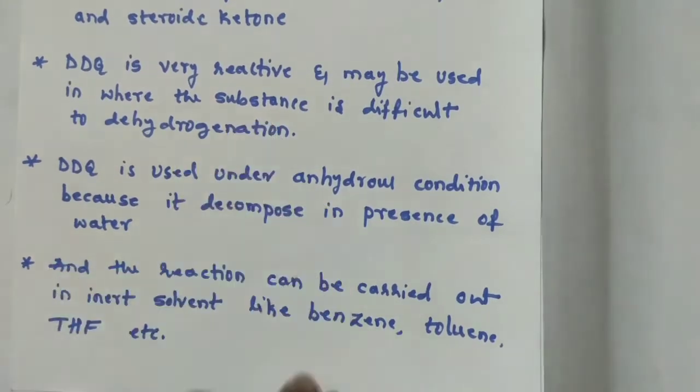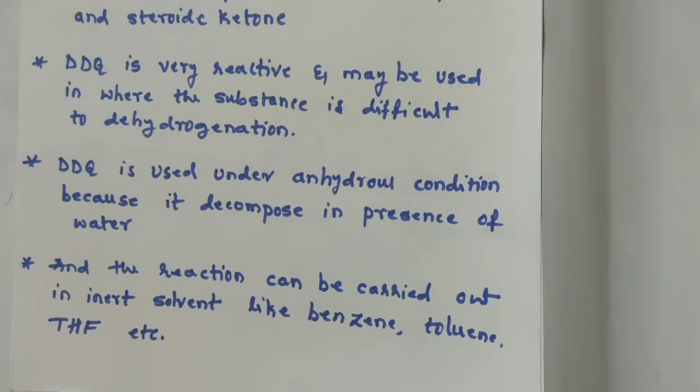Then, DDQ is very reactive and may be used where the substance is difficult to dehydrogenate. Its meaning is, if a particular molecule is difficult to dehydrogenate, that is, if it is difficult to eliminate the hydrogen molecule, in that molecule we use DDQ as the dehydrogenating reagent.